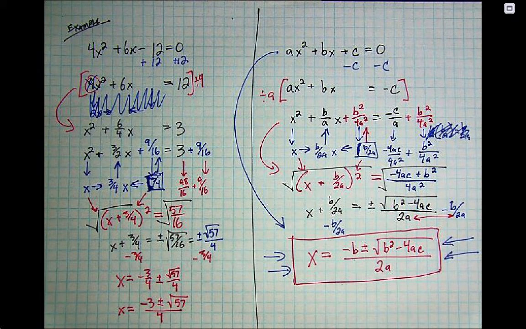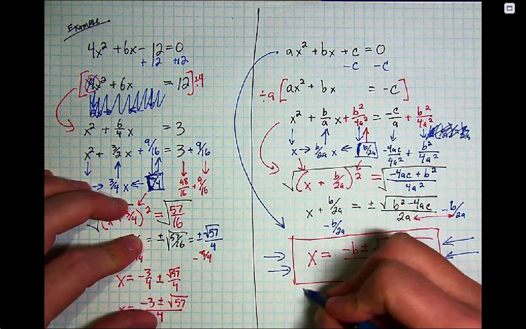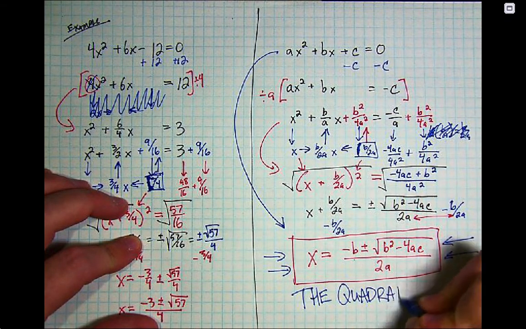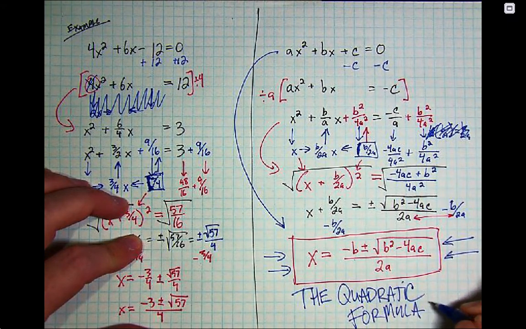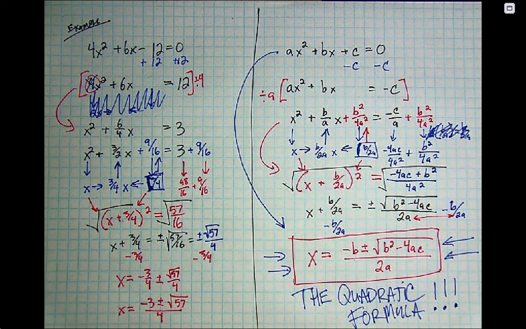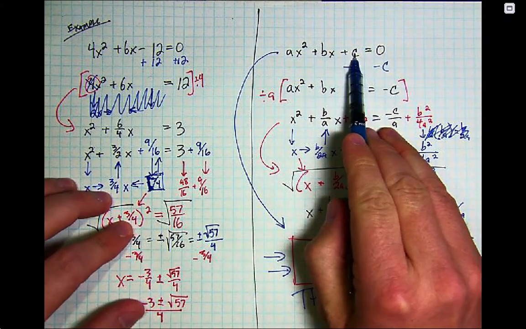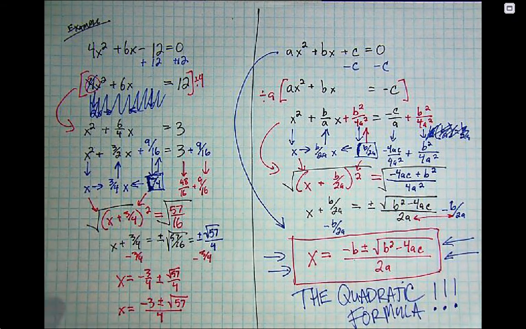You don't have to complete the square. You don't have to graph it. You don't have to factor or use magic numbers. You can use this formula, which we call the quadratic formula, to solve any quadratic equation by just taking whatever the a and the b and the c values are and plugging them into this formula to get your solution.